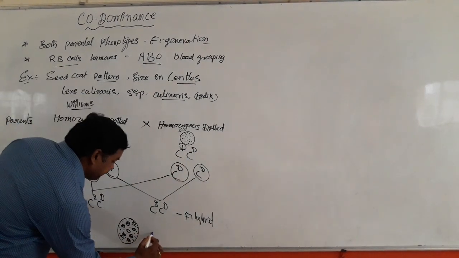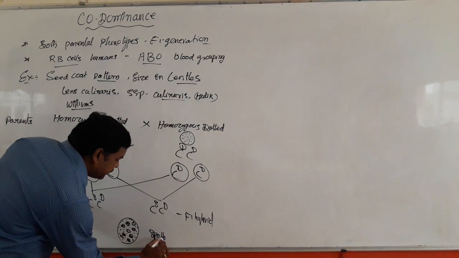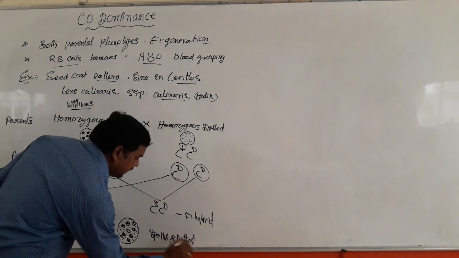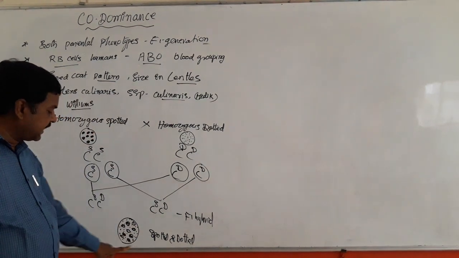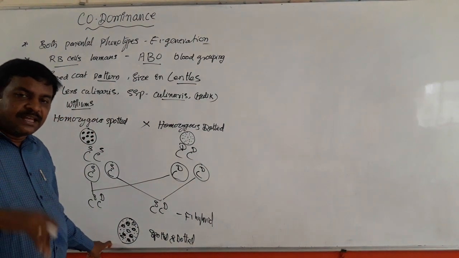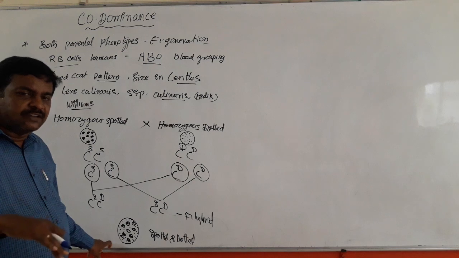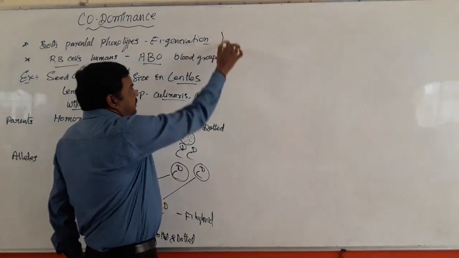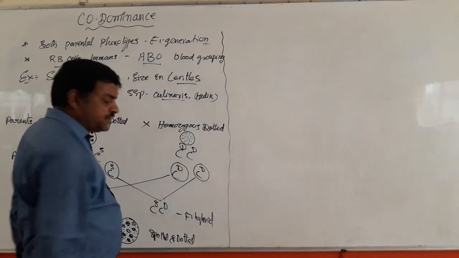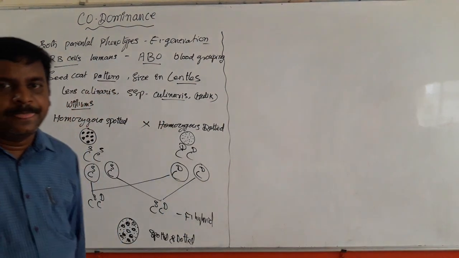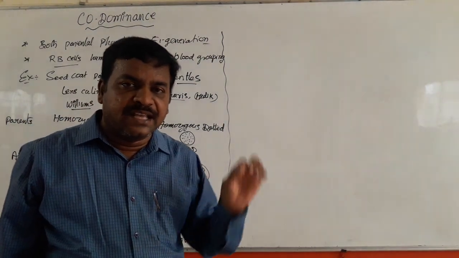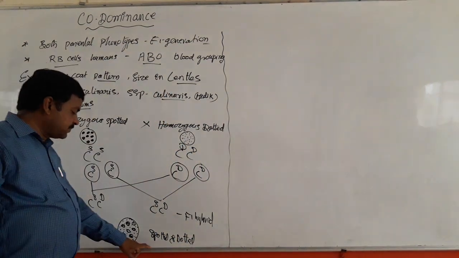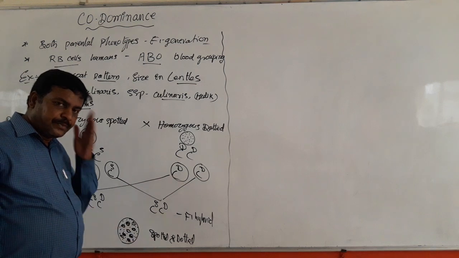So spotted and dotted alleles are both there. Spotted and dotted characters are expressed equally in the F1 hybrids. So in co-dominance, both parental types are equally expressed in the F1 generation.